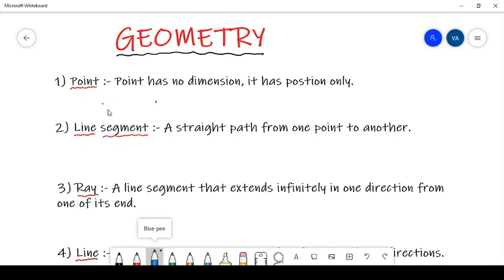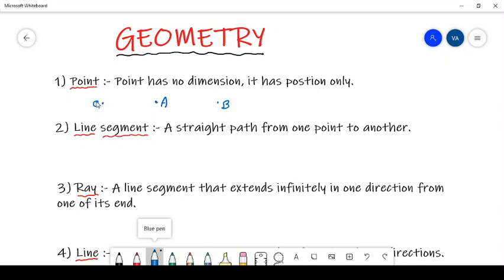Points are denoted by capital letters, that means uppercase letters. For example, this point is O, this point is A. One more, this is also a point, let us take it B. A point has no dimension. It has only position. Point O, point A, point B. Points are denoted by uppercase letters.